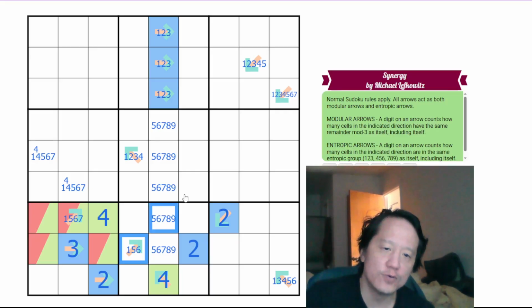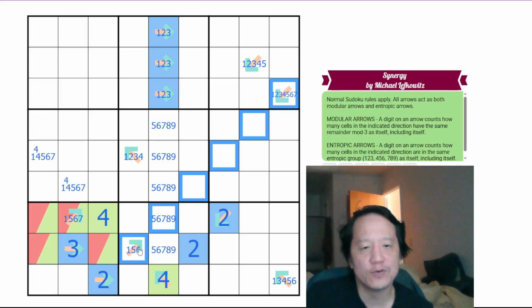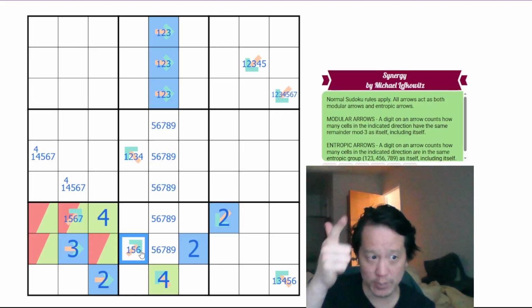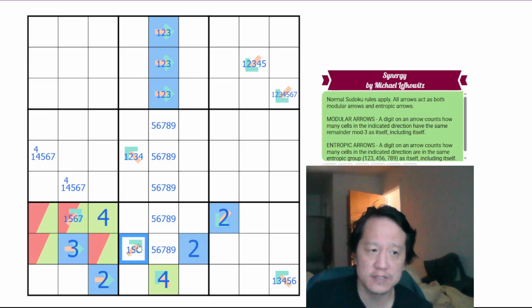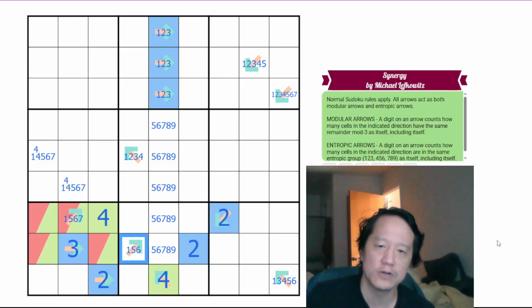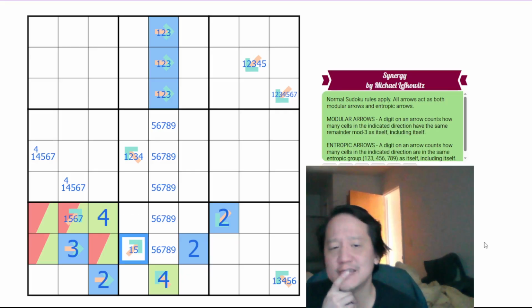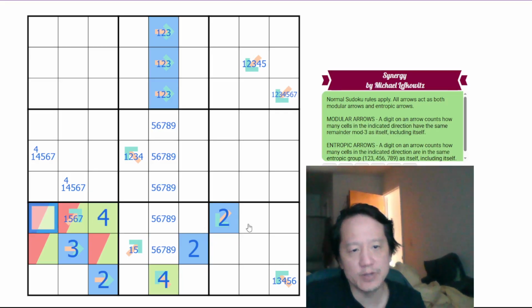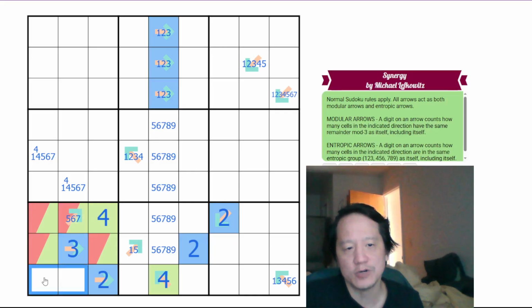Can we have a full 6? The answer is no. Because if we tried to have a full 6, they would have to be 6 of the same entropic and modular sets. So all of them would have to be 6, but obviously we'd have a repeat here. So 5 does work as a possibility here. This can't be 1 because it's a middle or high digit. 1 has to be one of these 2 digits here. So this can't be 1 here. This 4 eliminates 4 here.